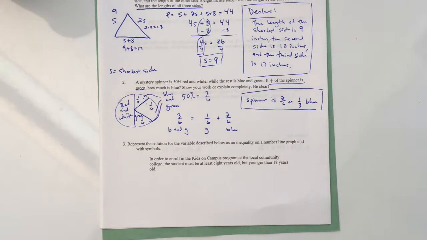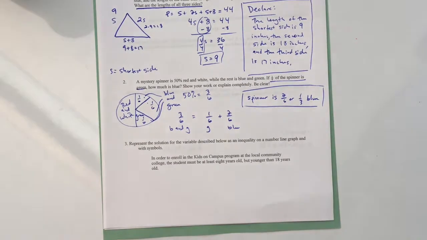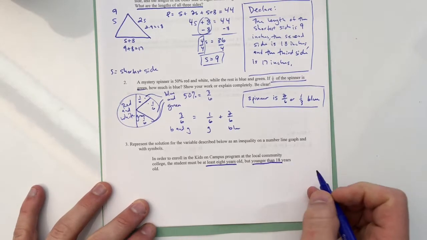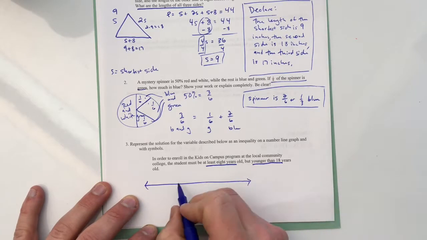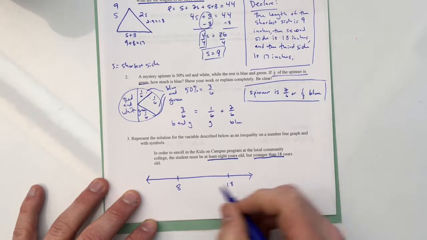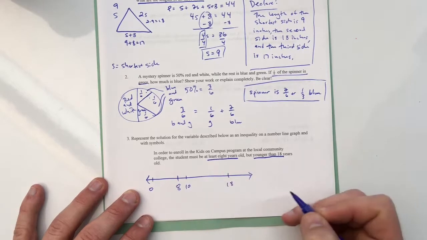Represent the solution for the variable described below as an inequality on a number line graph and with symbols. In order to enroll in the Kids on Campus program at the local community college, the student must be at least 8 years old but younger than 18. So first I'm going to do this with a number line. My boundary points are 8 and 18, right? That's what's important. We'll put 0 over here. We'll just put like 10 in here because I like the number 10.